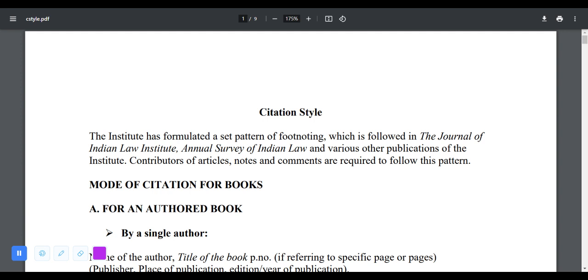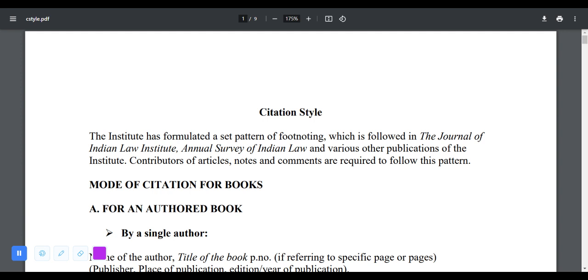So, from the institute to this pattern, what did you get? Right, exactly. The citation styles which we are going to teach right now are based on the ILI pattern.